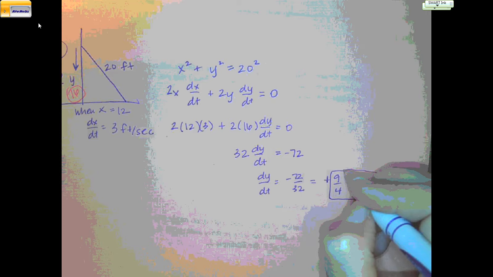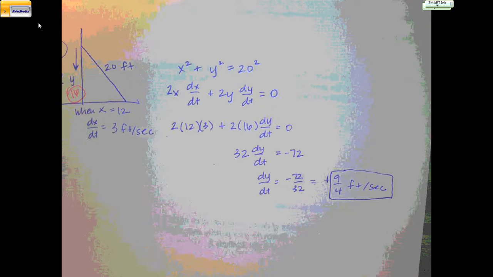If it said, how fast is the top of the ladder moving, then you would say negative to indicate to the reader that it's moving down. Otherwise, it would be moving up. Questions on any of that?